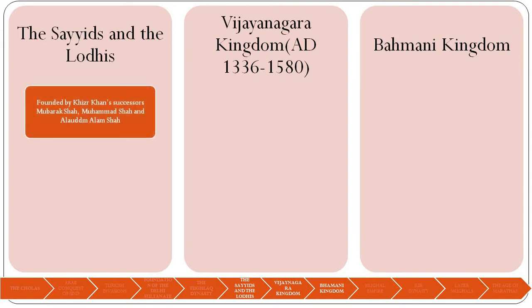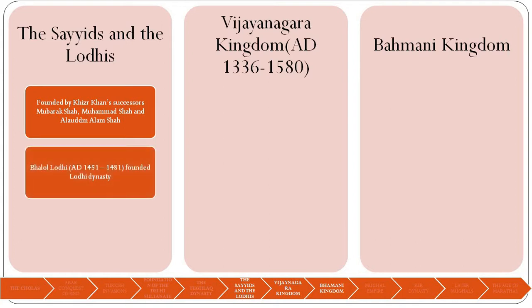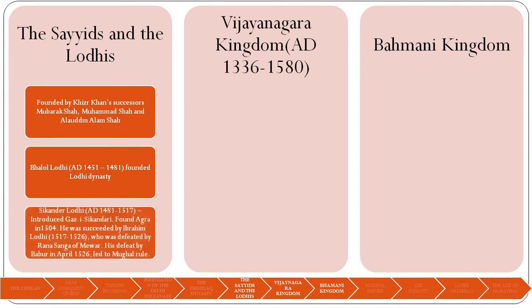The Sayyids were founded by Khizr Khan, followed by his successors Mubarak Shah, Muhammad Shah, and Alauddin Shah. Then Bahlol Lodi, from AD 1451 to 1481, was the one who founded the Lodi dynasty. Lastly came Sikandar Lodi, from AD 1489 to 1517. He introduced the Gaz-e-Sikandari, which was the unit for measuring cultivable land.